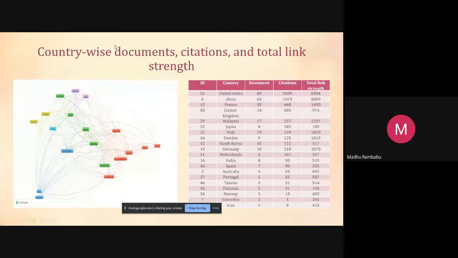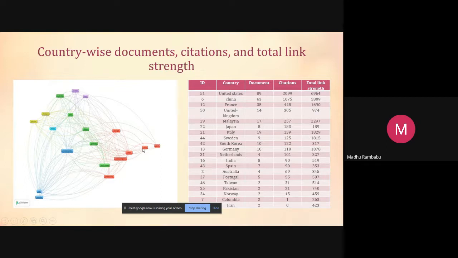Country-wise documents, citations, and total link strength. This is the one we get from VOSviewer. As the picture is not very clear, I'm willing to show the VOSviewer software. Here we entered top 20, so it only showed top 20. If we enter top 30, it will show top 30 also. The top country with most cited documents is United States, followed by China, France, United Kingdom, Malaysia, Japan, Italy, Sweden, South Korea, and so on.